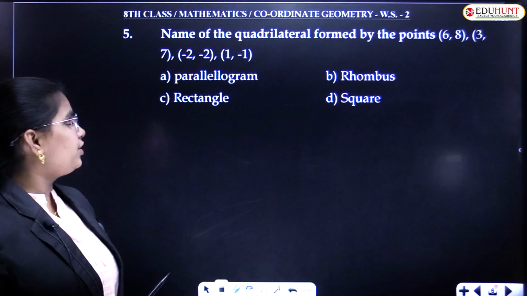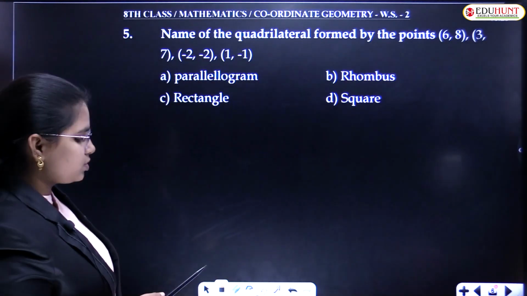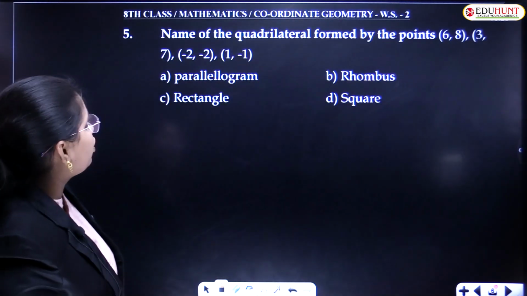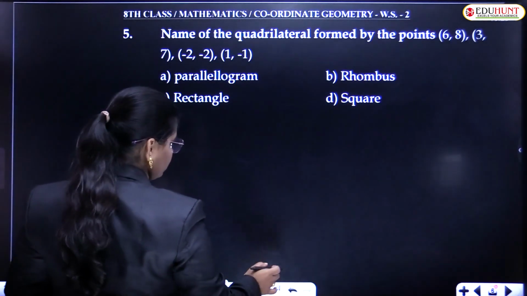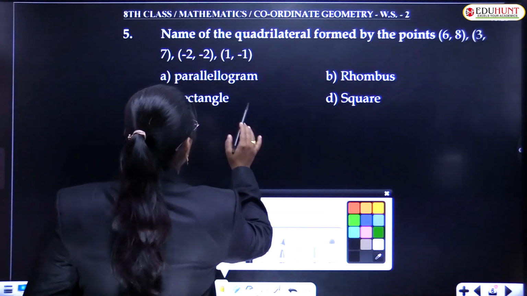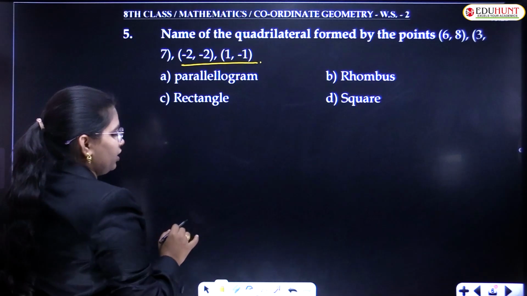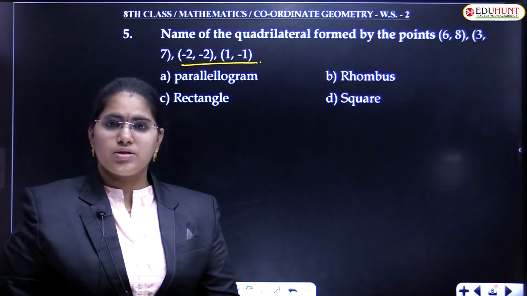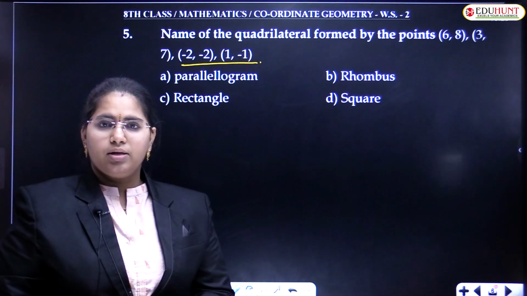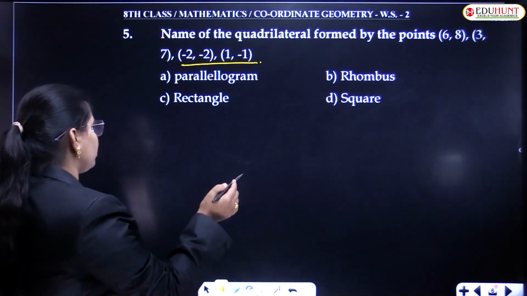Name the quadrilateral formed by the points (6, 8), (3, 7), (-2, -2) and (1, -1). So this is the question, right? We can solve this particular question by using the concept of the distance formula. Yes or no? So let's begin the problem.